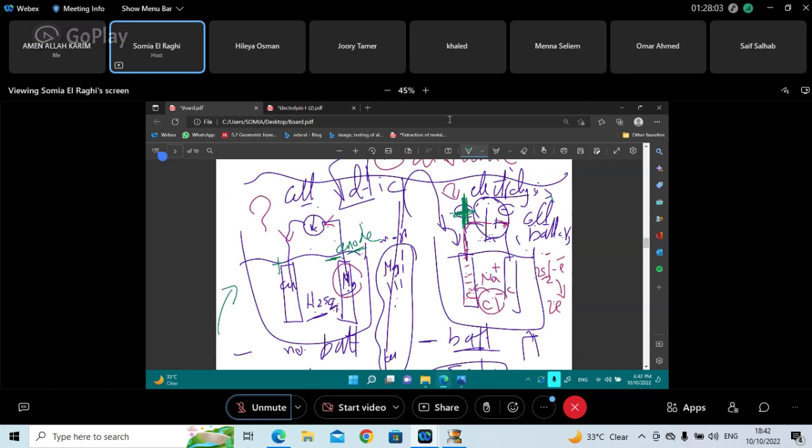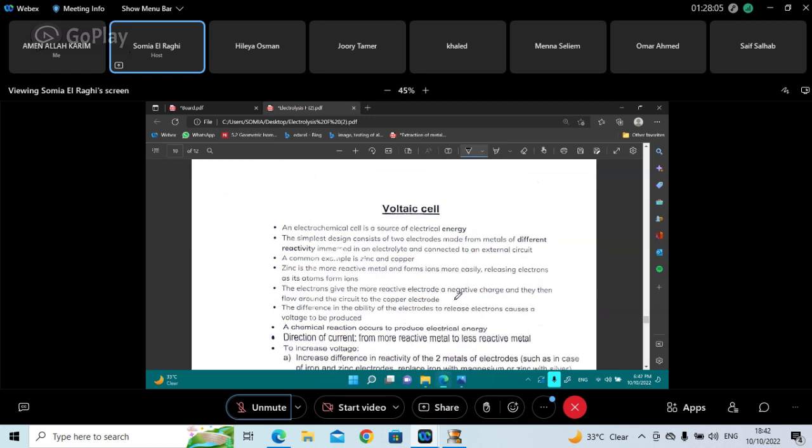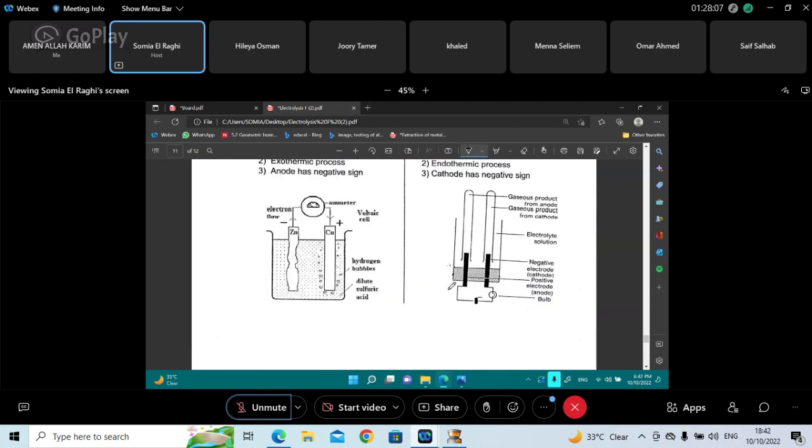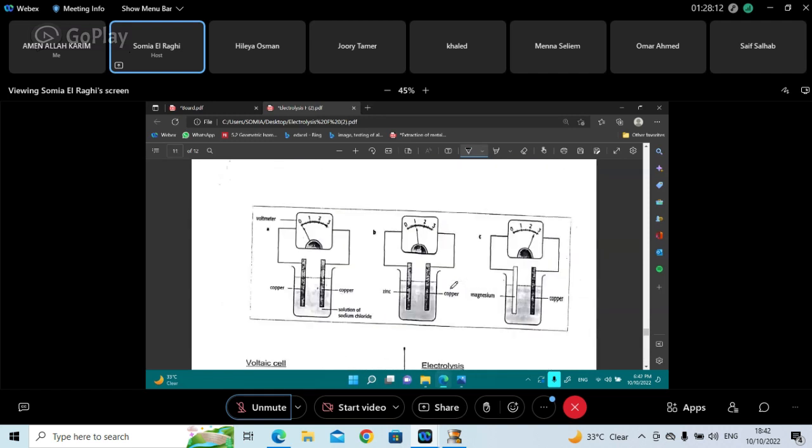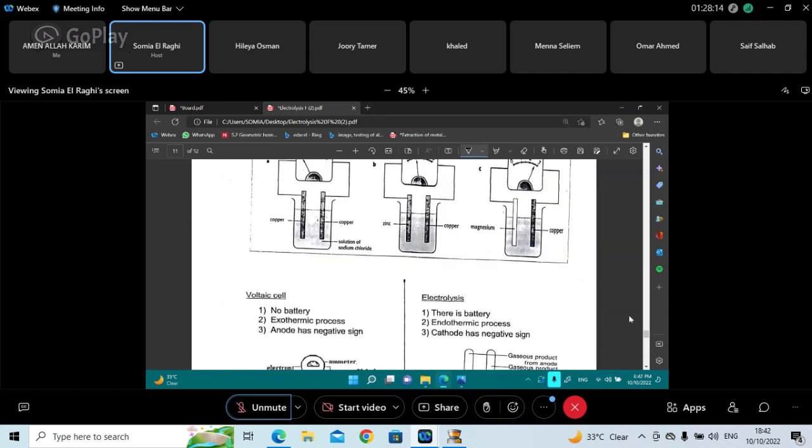Alright, let's see. Here, that's a part you may see a question about in your exam. A difference between a voltaic cell and electrolysis. I wrote it here. Alright? Electrolysis, there is a battery, here no battery. Reaction endo, and this one exo. The cathode has a negative sign, the anode has a negative sign.